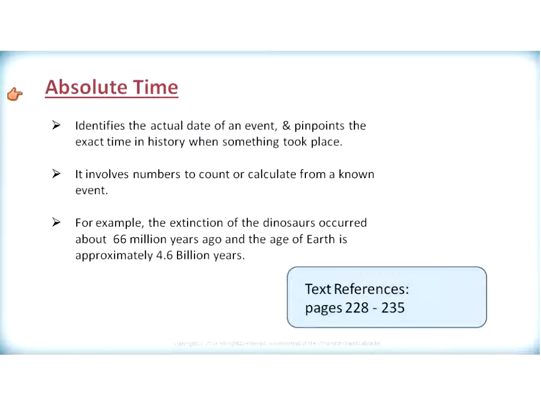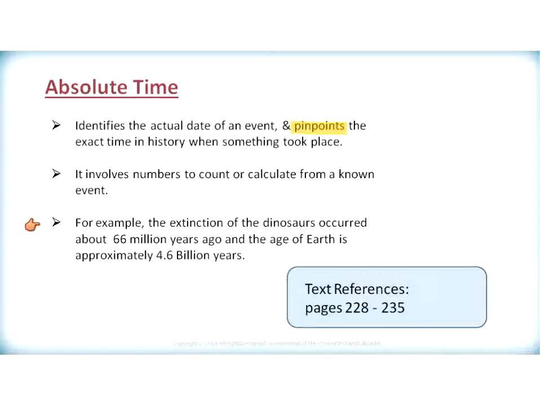When we look at absolute time, it identifies the actual date of an event and pinpoints the age of occurrence. Therefore, pinpoints means it gives us the exact time at which an event occurred. It involves numbers to count or calculate from a known event. An example could be the extinction of the dinosaurs, which occurred approximately 66 million years ago, and also the age of the Earth is approximately 4.6 billion years old.